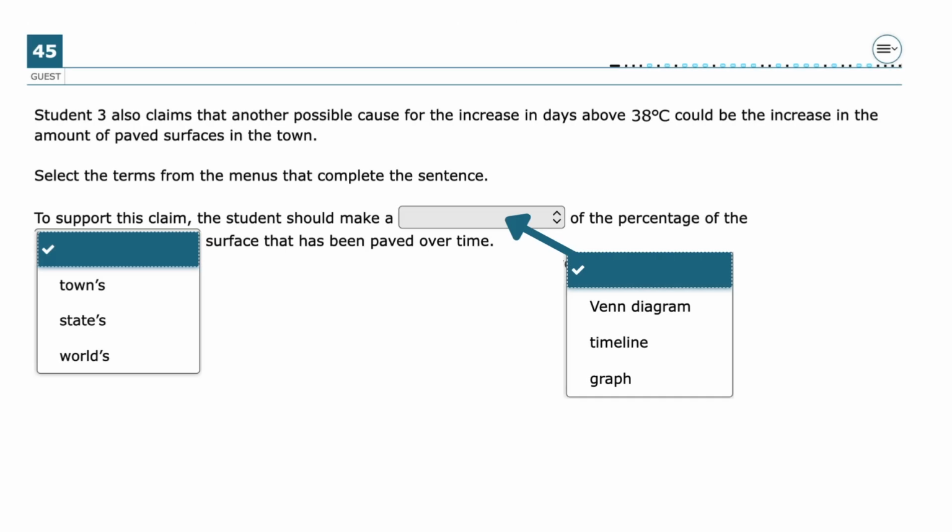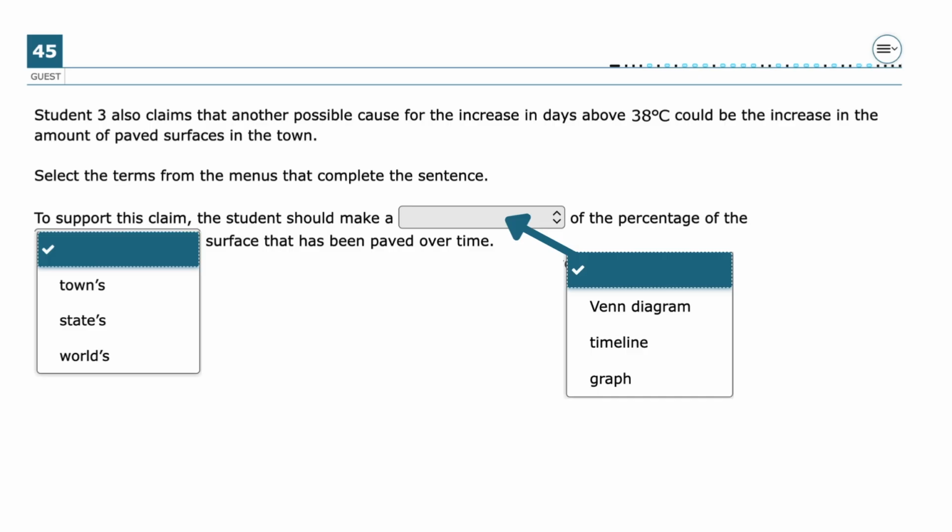In this problem, student 3 suggests that the reason temperatures are getting hotter in their town could be because there are more paved surfaces, like roads, parking lots, and sidewalks. These surfaces absorb more heat and can make areas hotter. This is known as the urban heat island effect. To support that idea, the student needs to gather local data about how much of the town has been paved over time. Then, they need to choose the best way to show this data clearly.